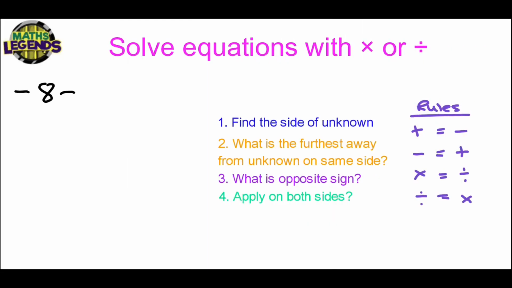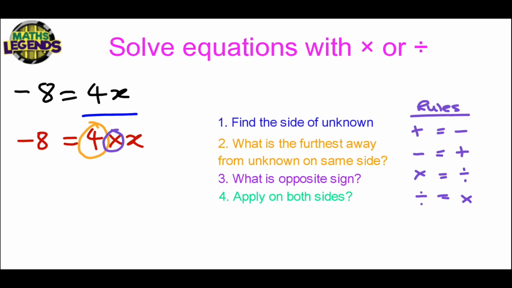Minus 8 equals 4x. The first thing is to find the side of the unknown. So that's on the right hand side, it's x. And then as before, we can write the 4x as 4 times x. And place the minus 8 as it is. And then we ask what's on the same side as x but furthest away. So that's the 4. What sign is it? So here it's a times and we want the opposite sign. So that's going to be a divide.